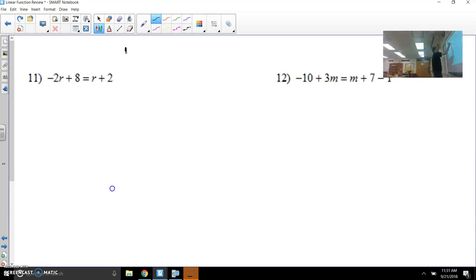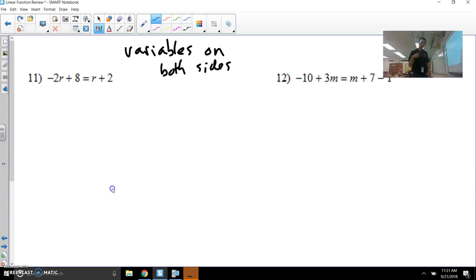This is called variables on both sides. You have R on the left and R on the right. You have M on the left and you have M on the right. So we call this variables on both sides. So this does take probably 3, sometimes 4 steps in order to get the variable alone. So you do not put -2r plus 8 together. You do not put r plus 2 together because they're not like terms.